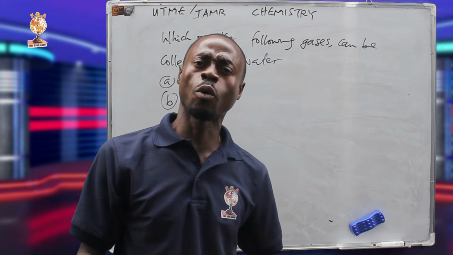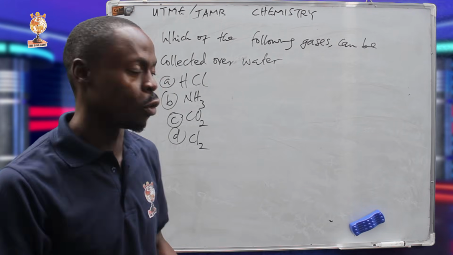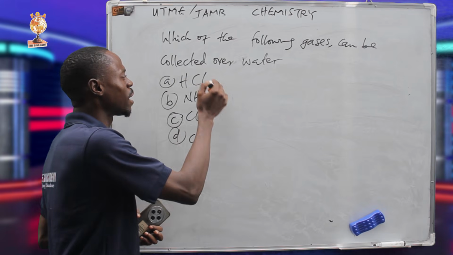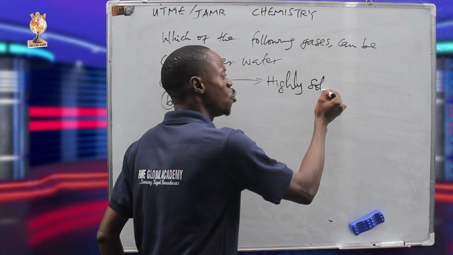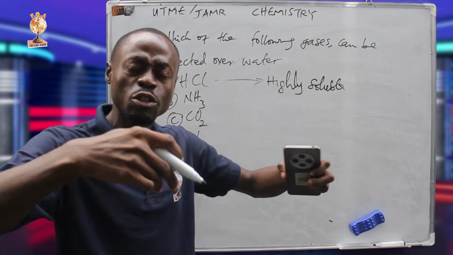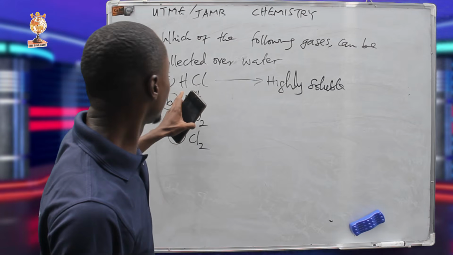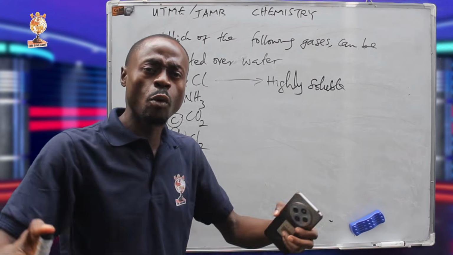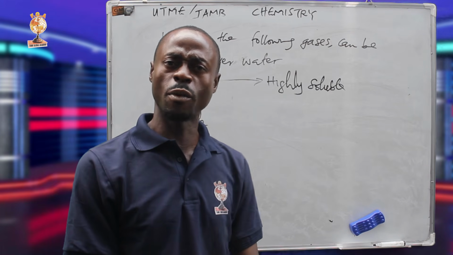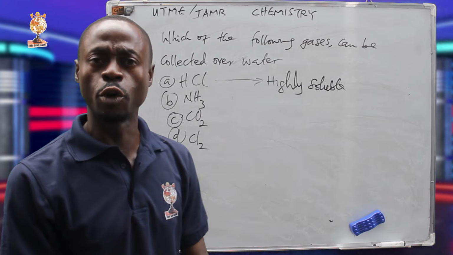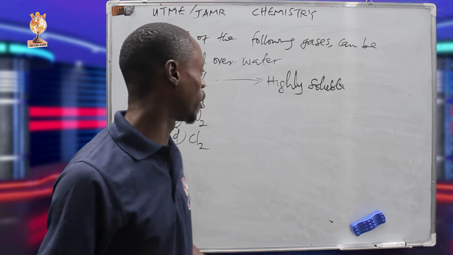If a particular gas is highly soluble in water, then of course it shouldn't be collected over water. We have hydrogen chloride gas. This hydrogen chloride gas is highly soluble in water. What does it mean? It dissolves so much in water. If you want to produce hydrogen chloride gas and you are collecting it over water, the entirety of it will dissolve in the water, and your aim of producing that gas wouldn't be achieved, or you'll have extreme difficulty trying to dry the water associated with the gas.